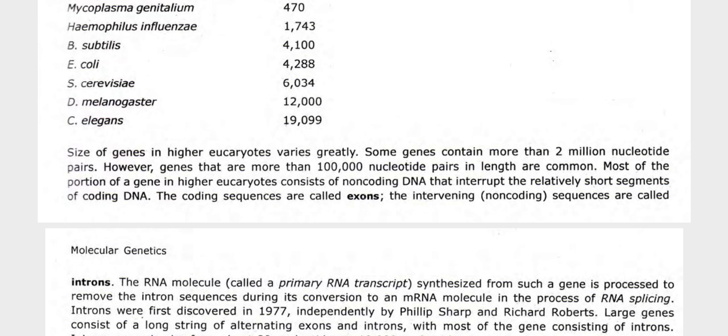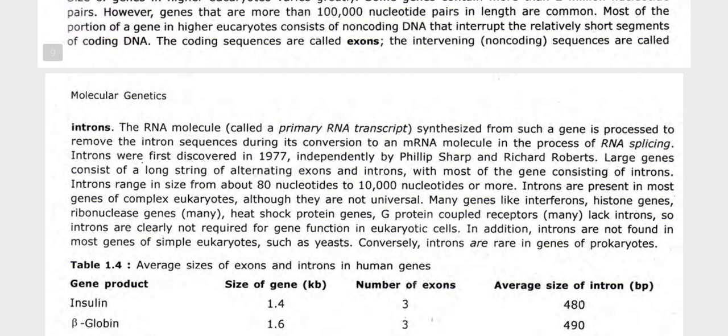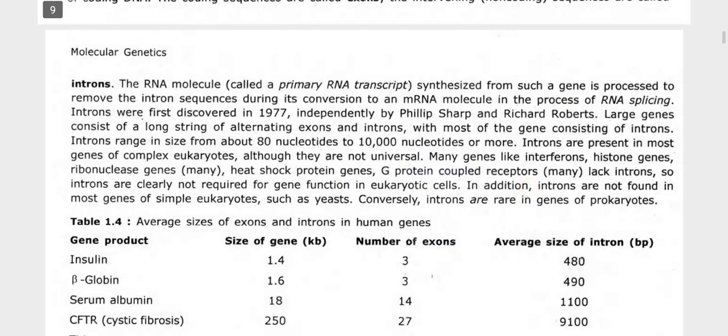Some genes contain more than 2 million nucleotide pairs. However, genes that are more than 100,000 nucleotide pairs in length are common. Most of the portions of genes in higher eukaryotes consist of non-coding DNA that interrupts the relatively short segments of coding DNA. The coding sequences are called exons and the remaining non-coding sequences are called introns. The RNA molecule called the primary RNA transcript synthesized from such a gene is processed to remove the intron sequences during its conversion to an mRNA molecule in the process of RNA splicing.